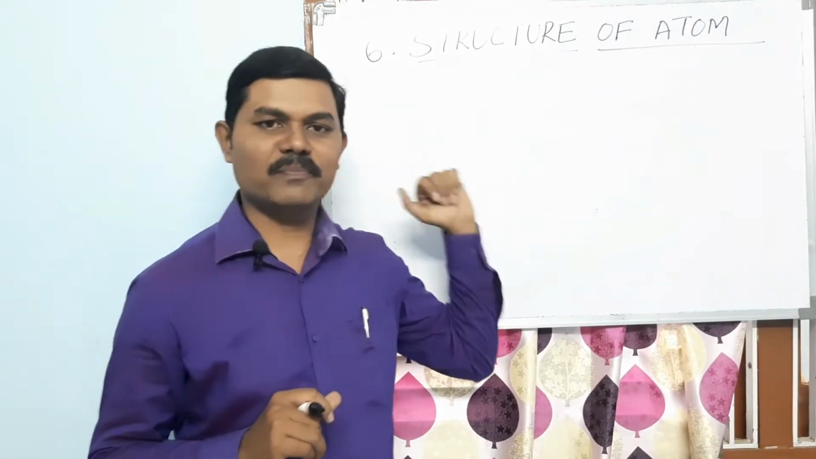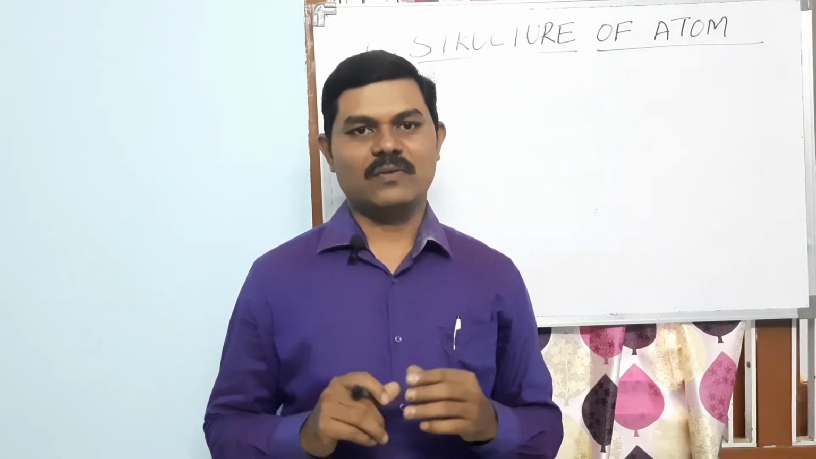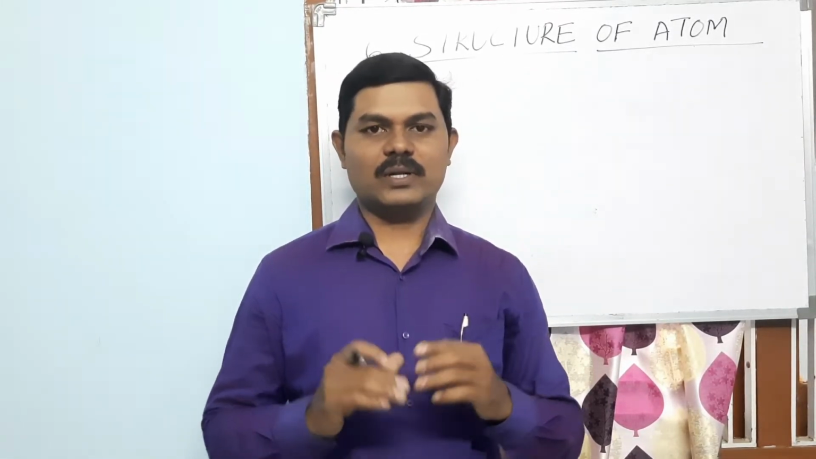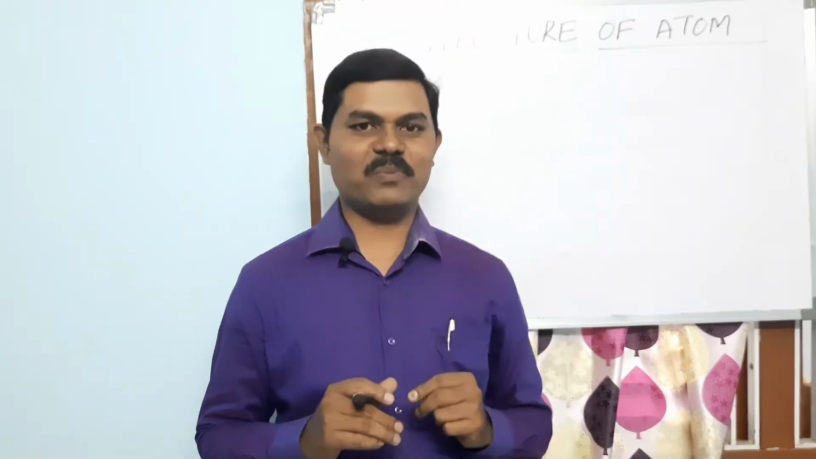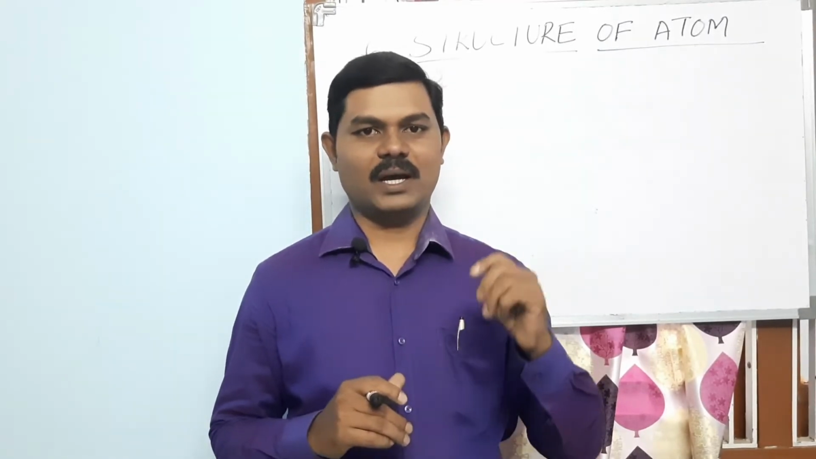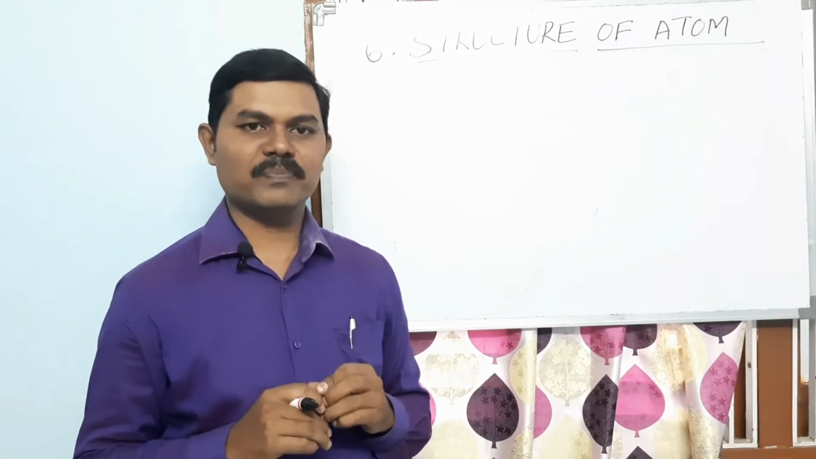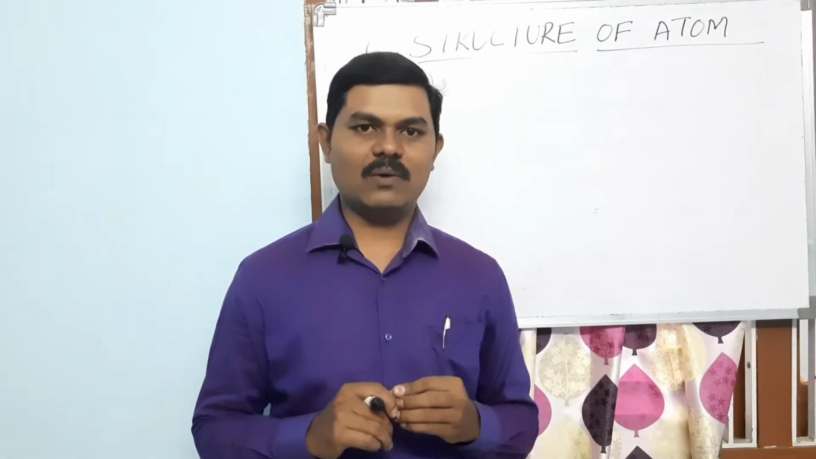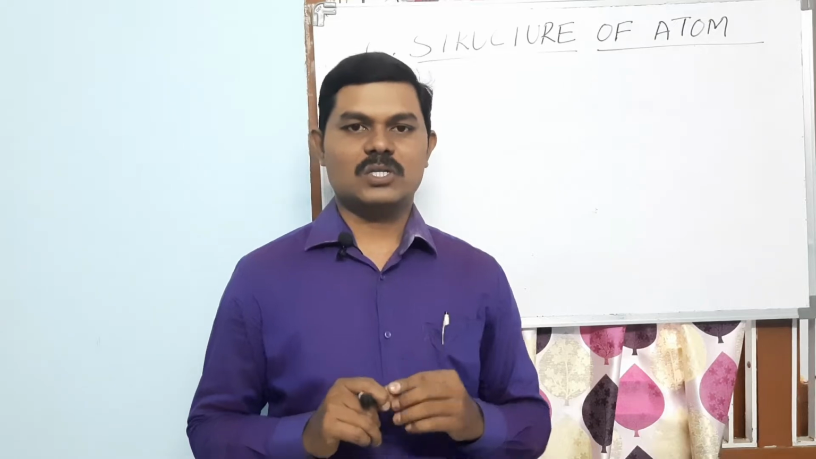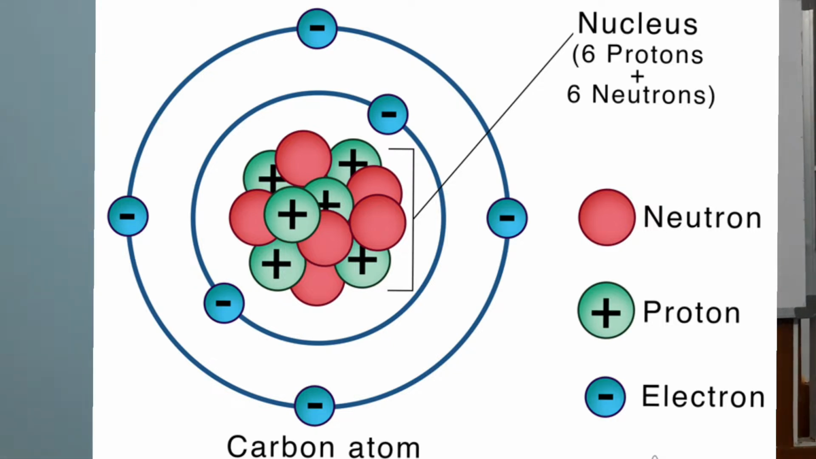So in the structure of atom, previously you have already learned about the subatomic particles which are present in an atom. In 9th class you have already learned about different atomic models also: Thomson's atomic model, Bohr's atomic model and Rutherford's atomic model. So before going to the complete details of structure of atom, let us recall our previous knowledge from 9th class. In an atom there are three fundamental particles: electron, proton and neutron.